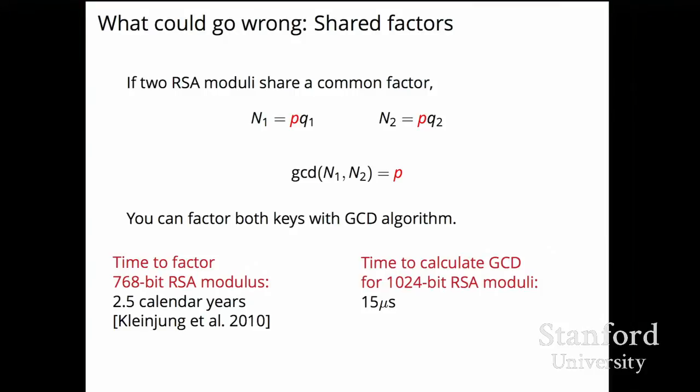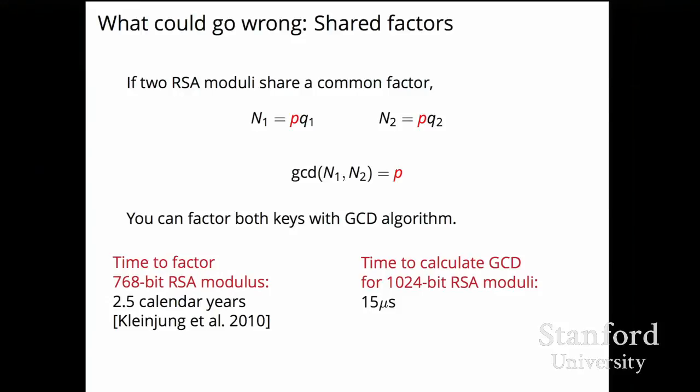And this is relevant because there's a big difference in the time to naively factor a number versus to compute a GCD. For 768-bit RSA moduli, the current record was set in late 2009, published in 2010. It took about 2.5 calendar years for a team of academics using a bunch of their computing clusters to use the number field sieve to factor a 768-bit RSA modulus. In contrast, on my laptop, it takes 15 microseconds to compute the GCD of two 1024-bit RSA moduli. So there's a little bit of a difference here.